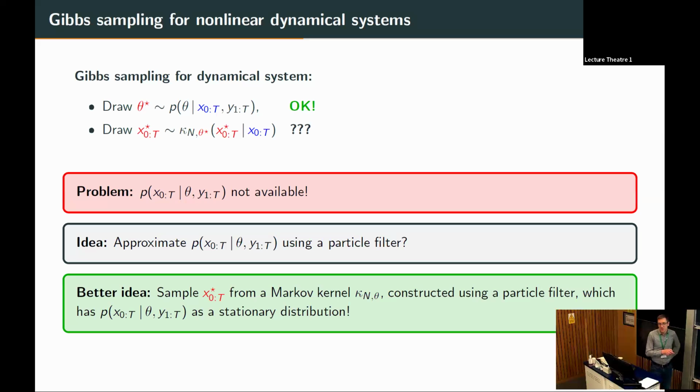Now, if I could find such a Markov kernel, and this is now a Markov kernel on the space of state trajectories, so one draw from this would give me a complete trajectory x0 to T. But if I could find such a kernel, then this Gibbs procedure here will be a correct MCMC. So it's one example then of this composition of MCMC procedures that I mentioned before, where you have a Gibbs sampler and then one of the conditionals happens to be difficult, so we replace that with something else.